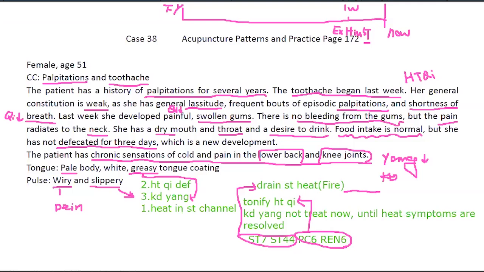Pericardium 6 works for the heart. In the book, they say it is a good point to regulate heart qi, disperse the qi in the chest, and also calm the spirit. Especially they use it together with ren 6, to regulate heart qi and promote qi. So that's why they use pericardium 6 and ren 6 in here.